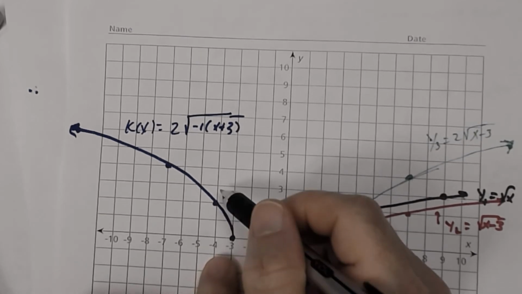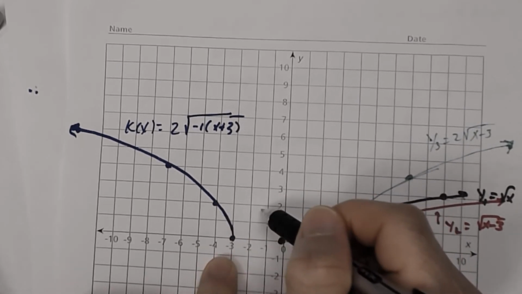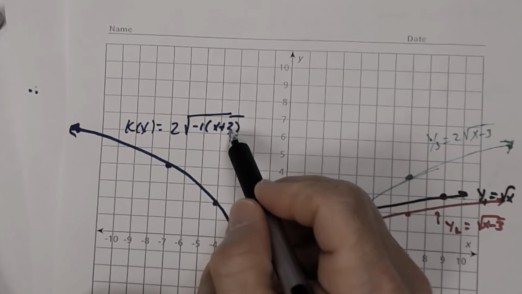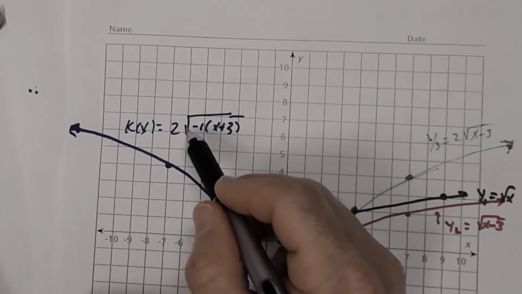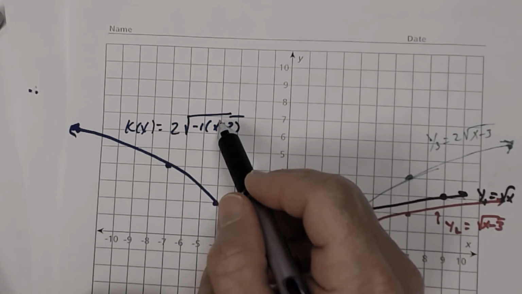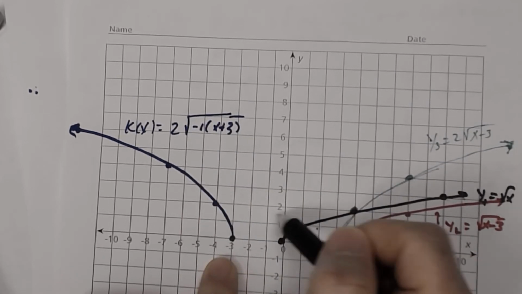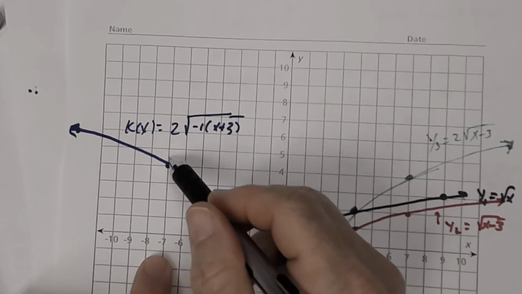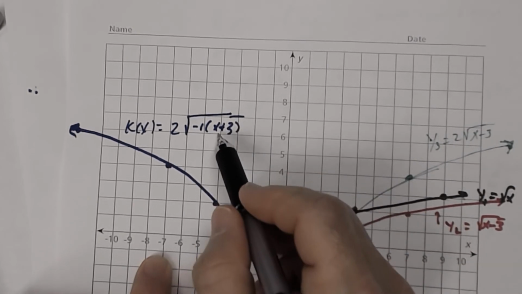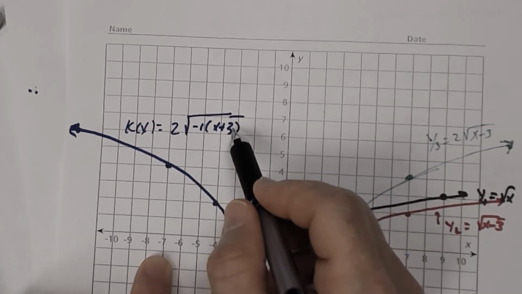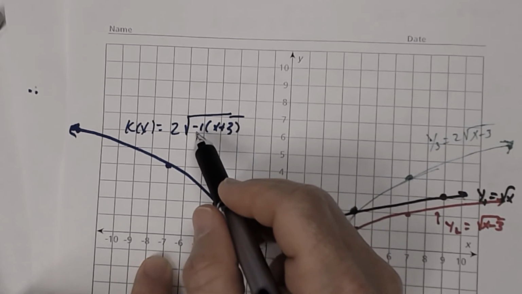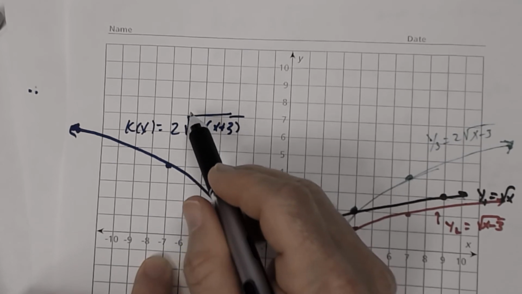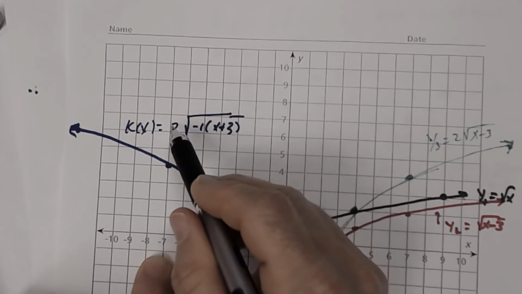Let's check this one. When x is negative 4, I need a y value of 2. What's negative 4 plus 3? A negative 1. What's a negative 1 times a negative 1? A positive 1. What's the square root of a positive 1? 1. What's 1 times 2? 2. Let's check this one. So if x is negative 7, I need my y value to be 4, right? What's negative 7 plus 3? A negative 4. What's negative 4 times a negative 1? A positive 4. What's the square root of 4? 2.